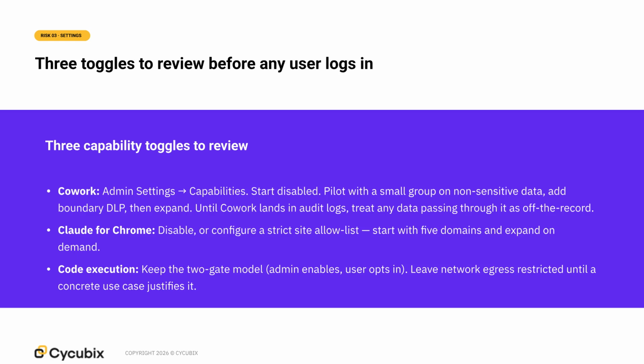Third, code execution. Keep the 2-gate model. Admin enables the feature, user opts in per project. And leave network egress restricted until you have a written use case that justifies opening it. These 3 toggles take 10 minutes, and they buy you defensible posture on the agentic surface.